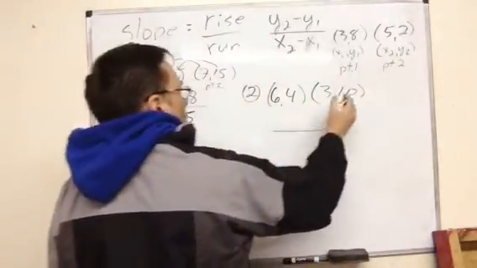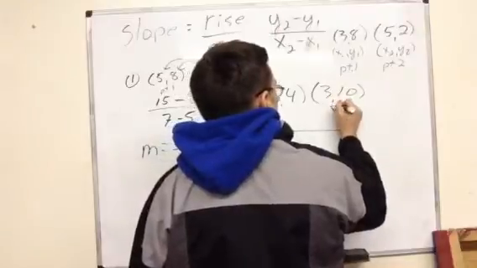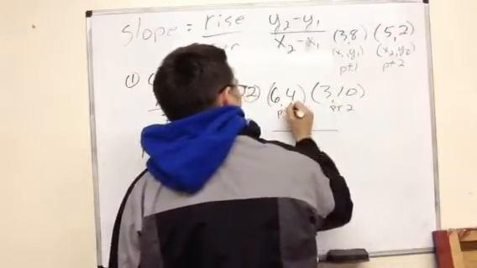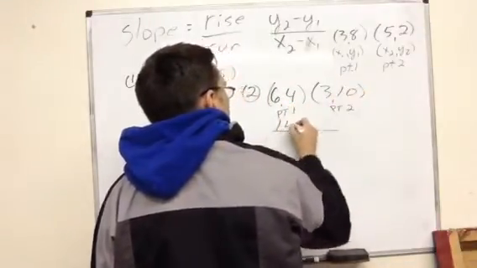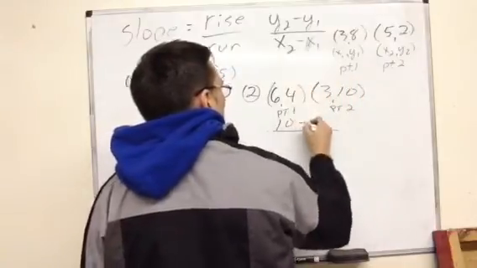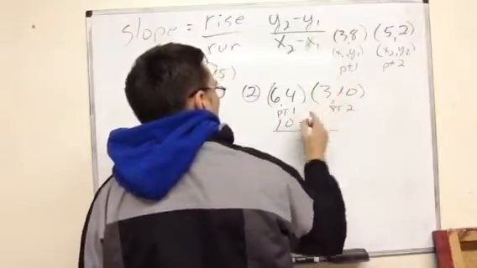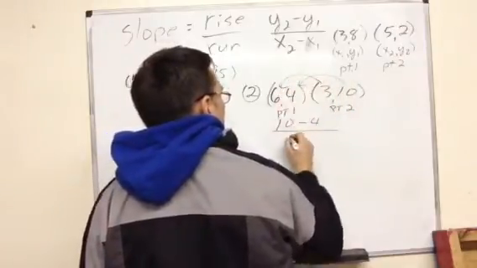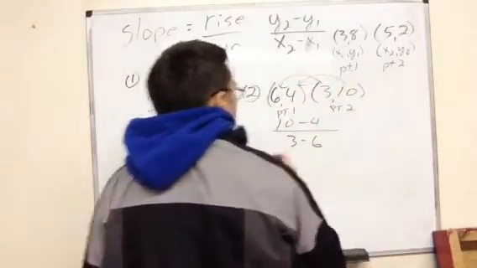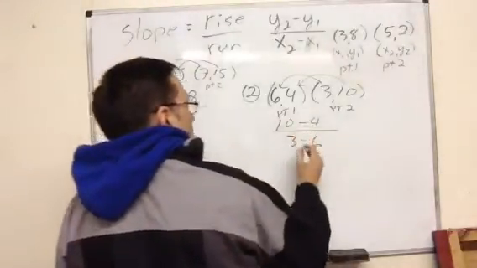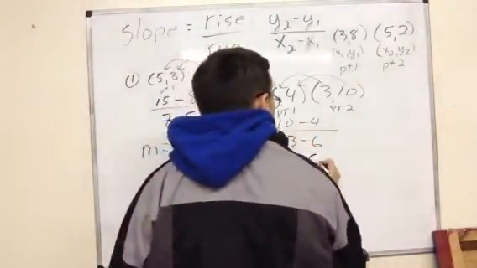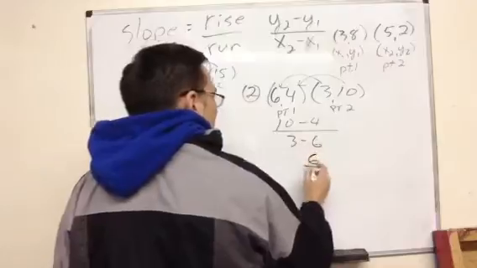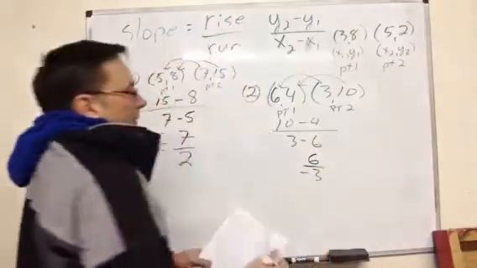Again, point 2, point 1. 10 minus 4 over 3 minus 6. And with this one, we have 10 minus 4, which is a 6. 3 minus 6 is a negative 3.